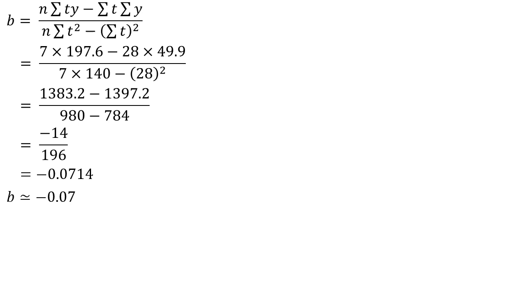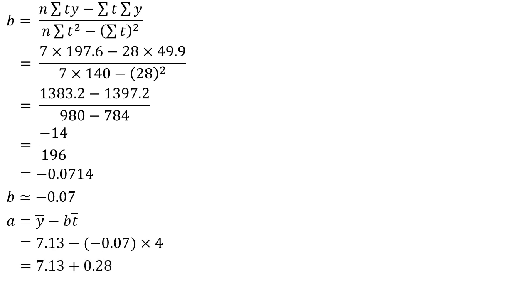This negative means the signs in the next formulas will change. It will be opposite. As you can see here, the formula for a is Y bar minus b T bar. We will put the values of Y bar, T bar and b into our equation. As you can see here, negative negative becomes positive. You will multiply 4 with 0.07 to get 0.28 and add that to 7.13 to get 7.41.